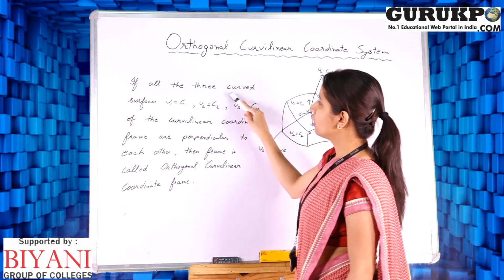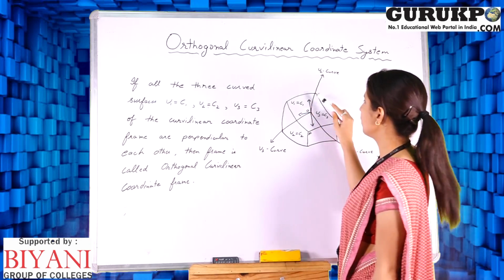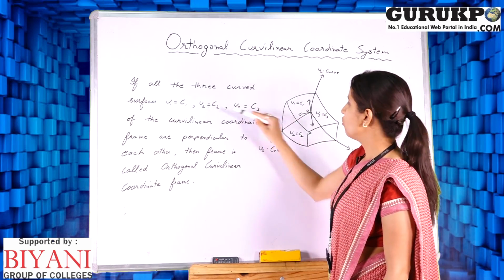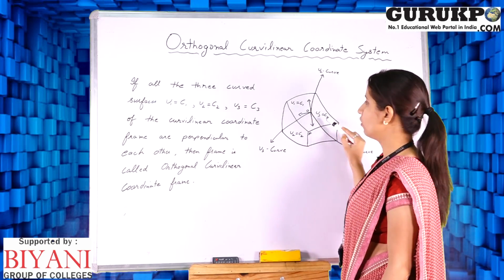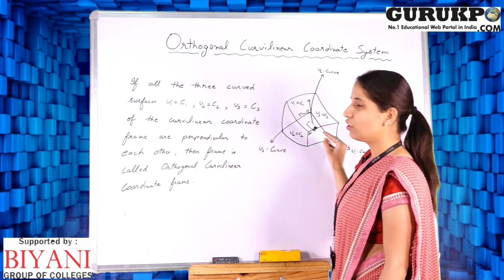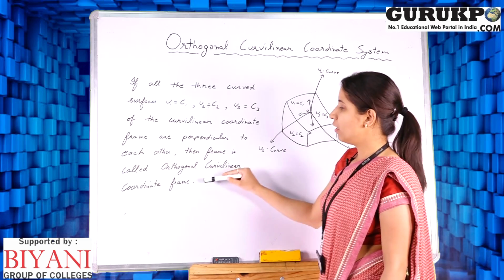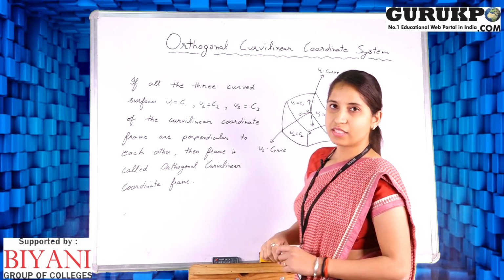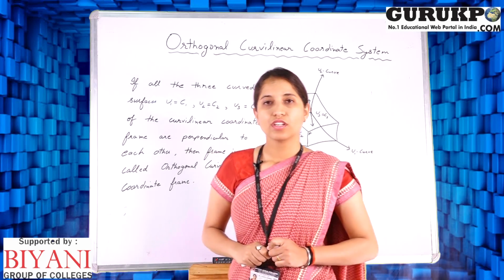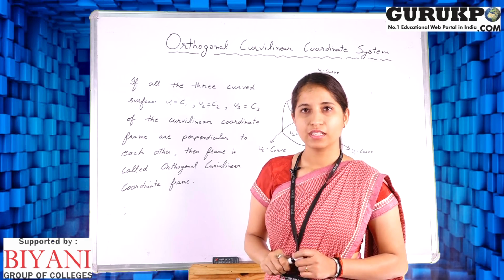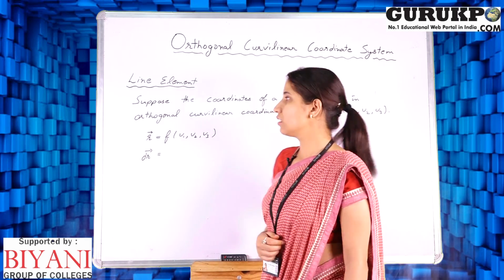If all three curved surfaces, that is U1 equal to C1, where C1 is any constant, U2 equal to C2 and U3 equal to C3, of the curvilinear coordinate frame are perpendicular to each other, then the frame is called an orthogonal curvilinear coordinate frame and its axes are called coordinate axes. We will learn here about the line element, volume element and surface element. Now, let's see what a line element is.